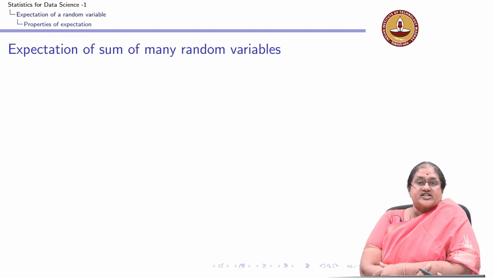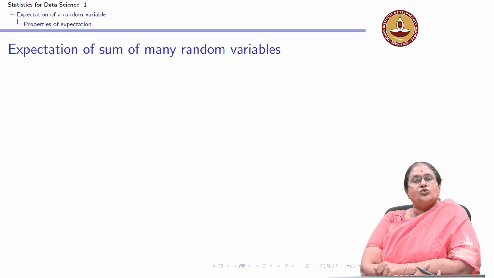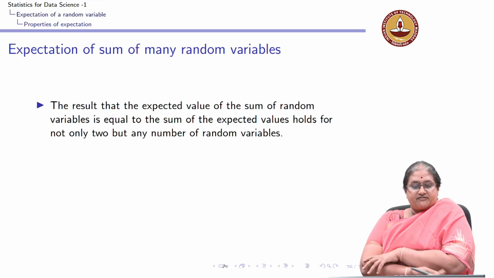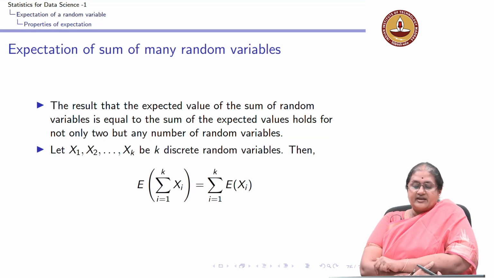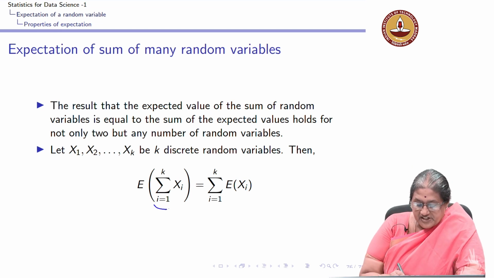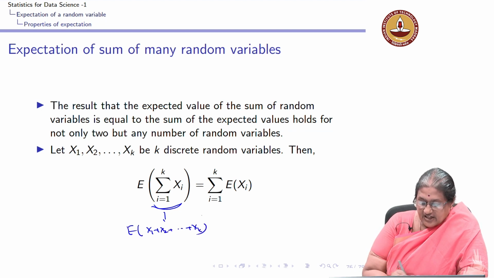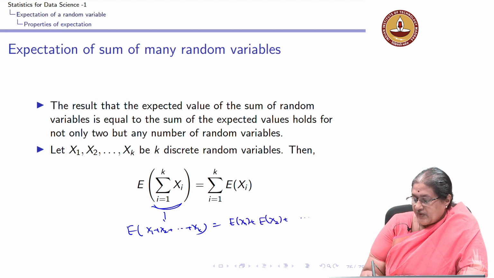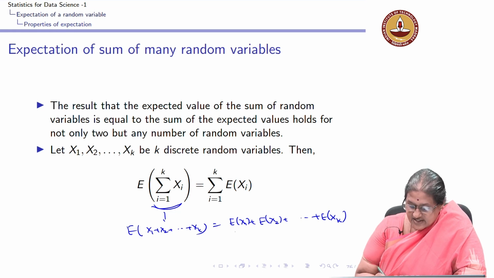What is the property? Expectation of sum is sum of expectations, extended to more than 2 variables. In other words, if I have X1, X2, up to Xk discrete random variables, then the expectation of the sum, X1 plus X2 up to Xk, is equal to expectation of X1 plus expectation of X2 up to expectation of Xk. When k equal to 2, it would reduce to what we have discussed earlier.